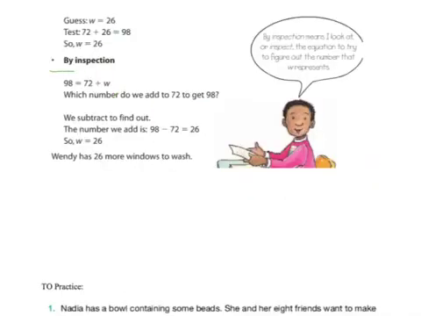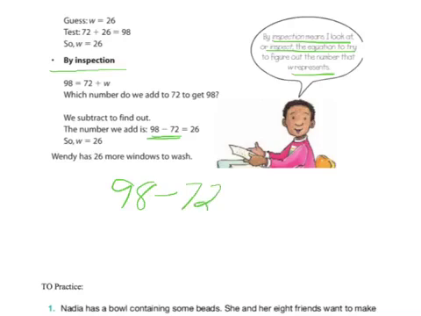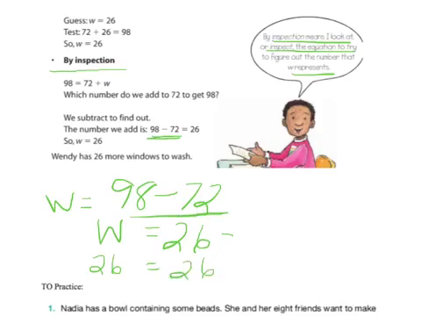The other way we could do it is by what we call inspection. Inspection means to look at it, inspect it, and try to figure out what the number represents. 72 plus what would give us 98 might be that you do the subtraction. 98 minus 72 gives you the 26, so you know that's the number of windows. And then both sides of our equation are equal. Windows equals 98 minus 72. We've said the number of windows is 26, so this side is 26, and 98 minus 72 is 26, so this side is 26. Both sides are equal. That method is called inspection.